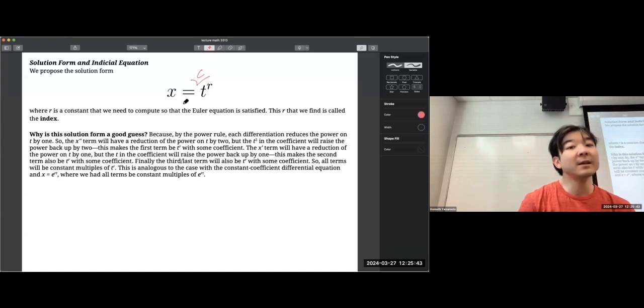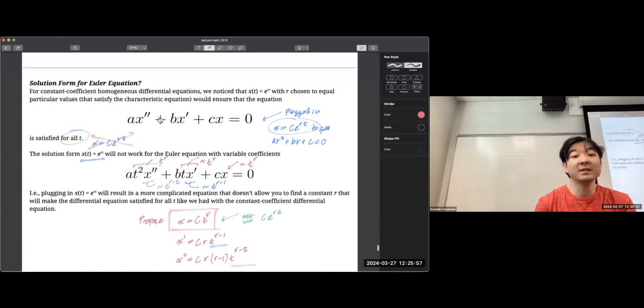C is going to be your arbitrary constant. It could be whatever you want. And then R is the one that we're going to find that has to be something in order for it to satisfy this differential equation. Similar to what we had for the constant coefficient one, C e to the rt was the solution form, and R was the thing that we needed to make sure was equal to something.